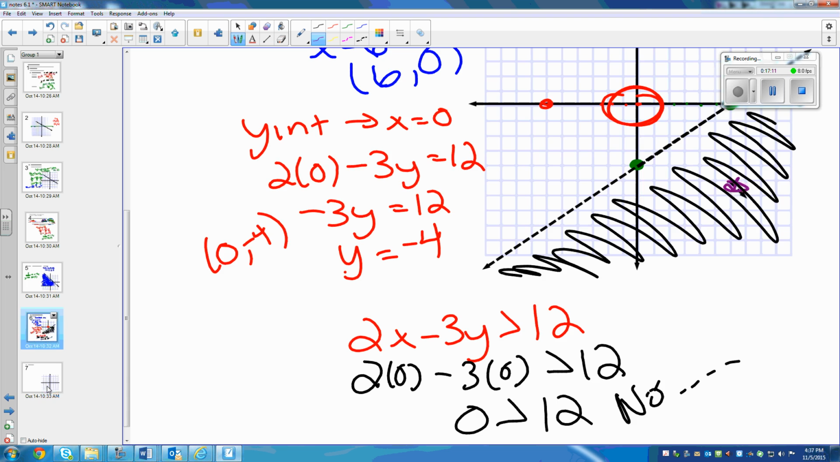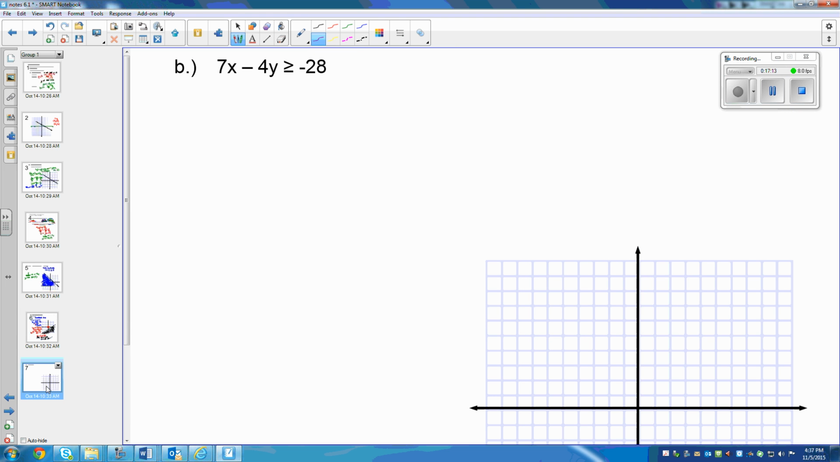Okay, last question. 7x minus 4y is greater than or equal to negative 28. Y equals mx plus b, or slope intercept, or x and y intercepts. It's up to you. When I look at this, I'm going to subtract 7x and then I'm going to divide by 4. So I'm going to get a fraction for my slope, but 28 divides evenly by 4. So when I'm actually putting on my y-intercept, it's going to be nice.